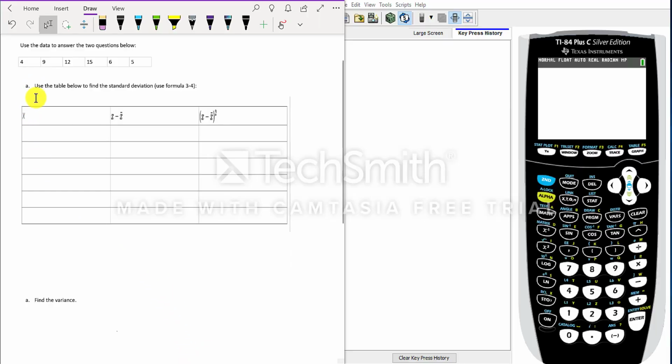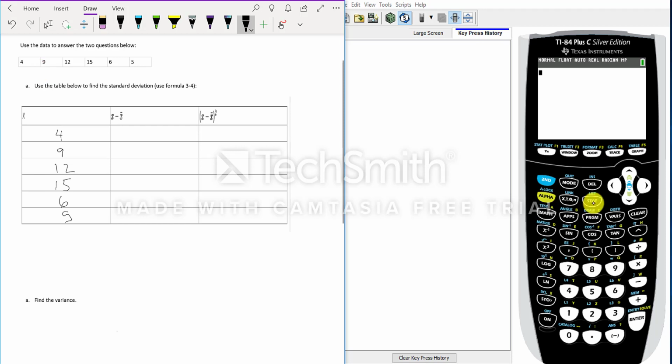We're going to find the standard deviation and the variance of this set of data here. All of these values right here are the x values. So we have 4, 9, 12, 15, 6, and 5. We're also going to put it into the calculator.